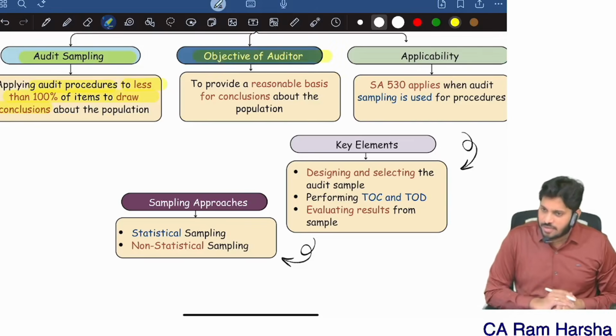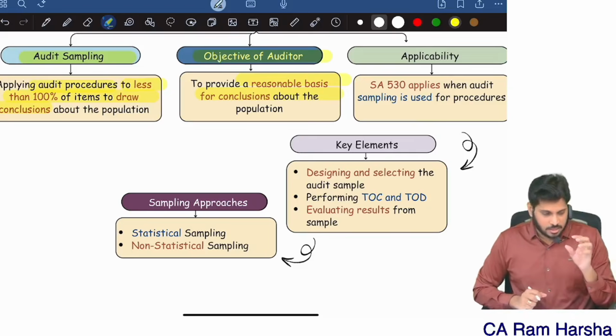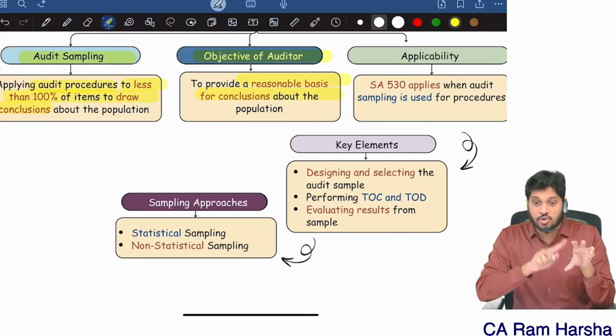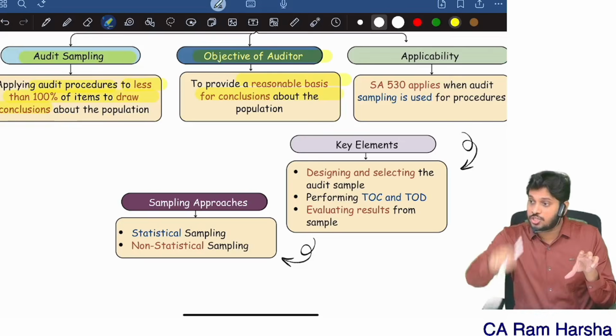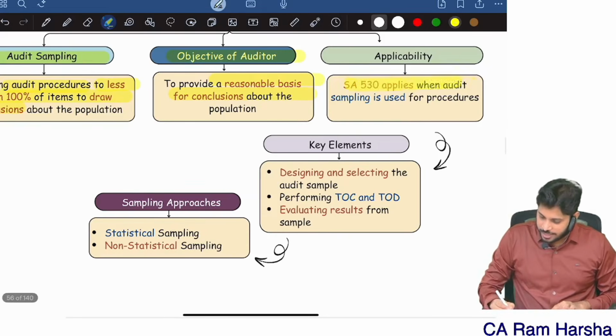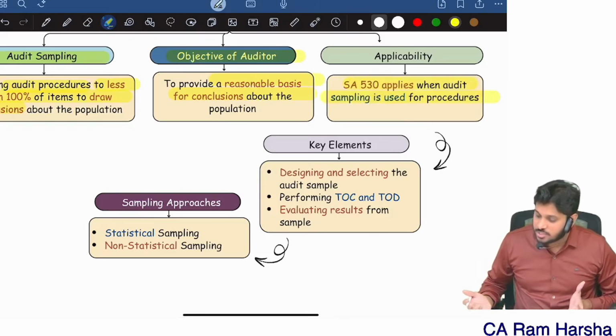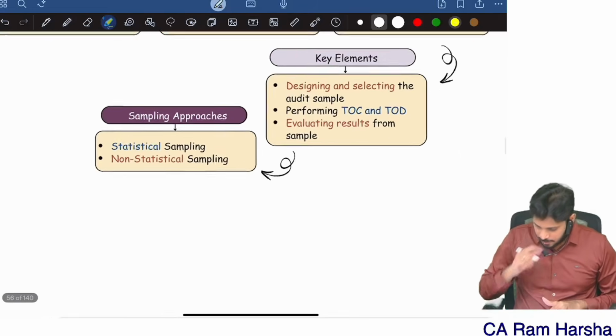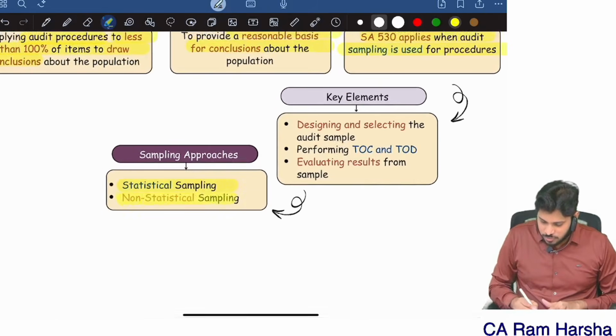What is the objective as per this standard? Ultimately, to obtain a reasonable basis. You are verifying a sample in order to draw reasonable conclusions on the population. So SA 530 applies whenever audit sampling is used for audit procedures. We have two sampling approaches: statistical and non-statistical.